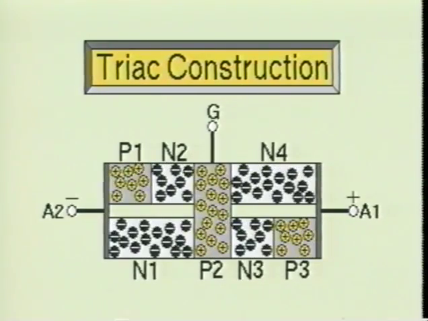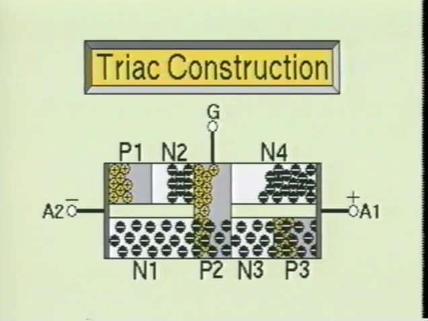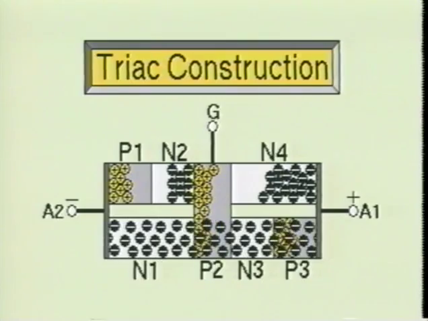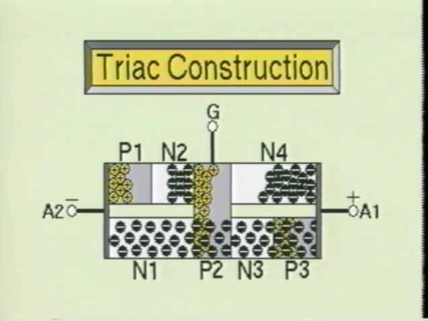Now suppose we make A2 negative with respect to A1, and the gate is pulsed with a negative signal. The PN junction between N3 and P3 will become forward biased. At the same time, the PN junction between N3 and P2 will become reverse biased. As this occurs, the PN junction between P2 and N1 will become forward biased and allow the minority charge carriers to be pulled through the N3 section. After the minority charge carriers have flowed through the N3 section, they will easily pass through the forward biased junction of P2 and N1 and cause the triac to turn on in the opposite direction.